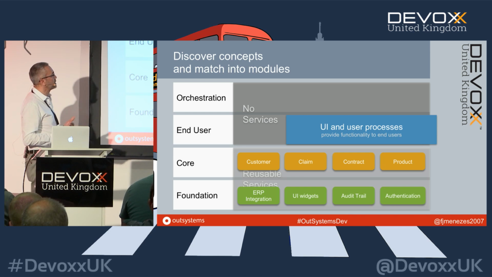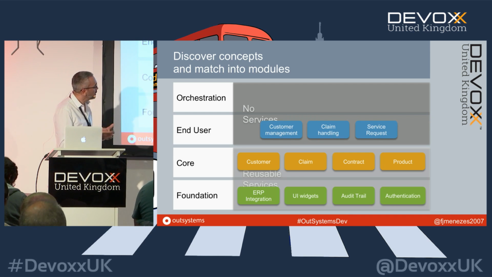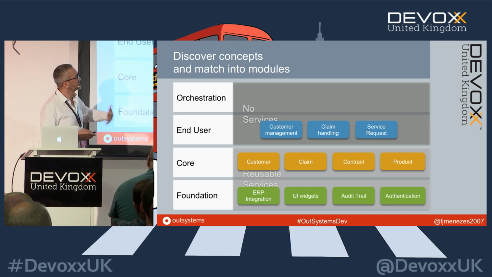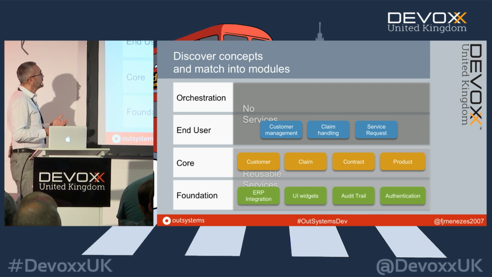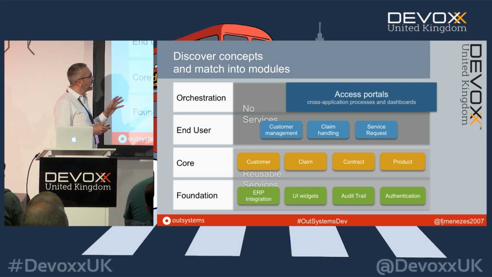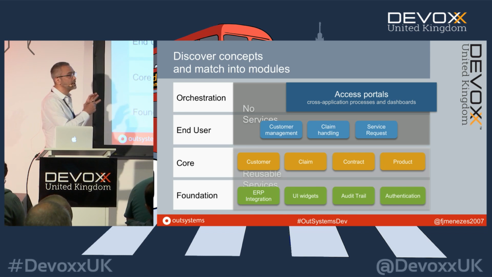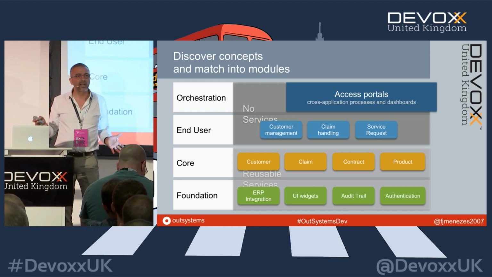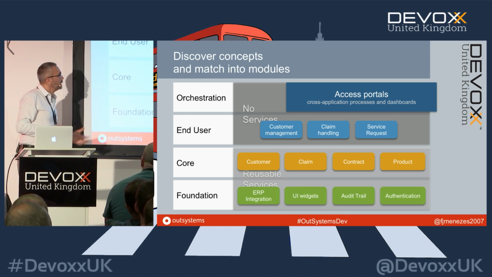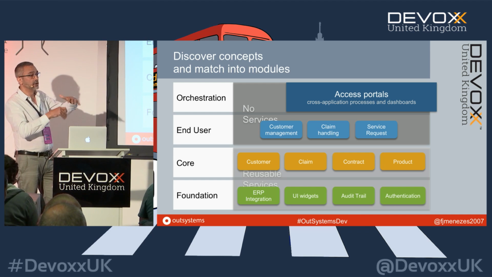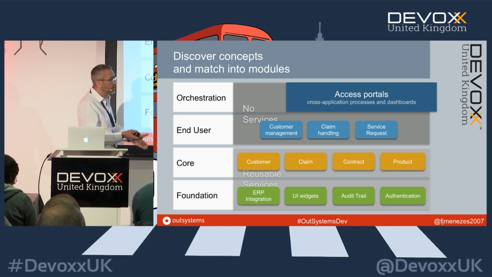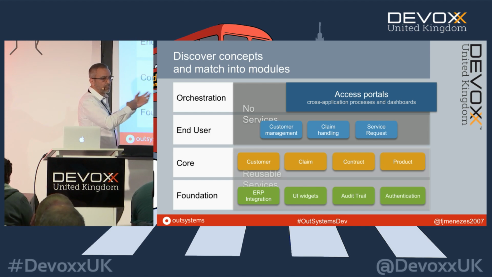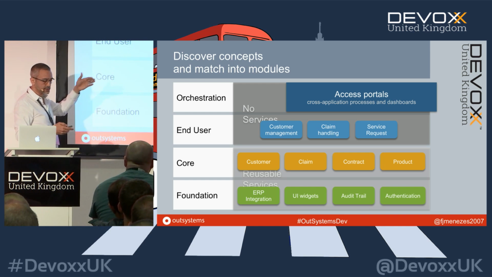User interfaces and user processes, and for instance, that's where you identify all your user processes. I need to implement customer management, I need to implement claim handling, service requests, so on and so forth. And finally, on the top layer is where you're going to implement all your cross-application functionality, typically your access portals, your global dashboards, but it's not mandatory to have an orchestration layer in all your projects or all your solutions, but whenever you have to combine cross-application processes and information, you should identify those.